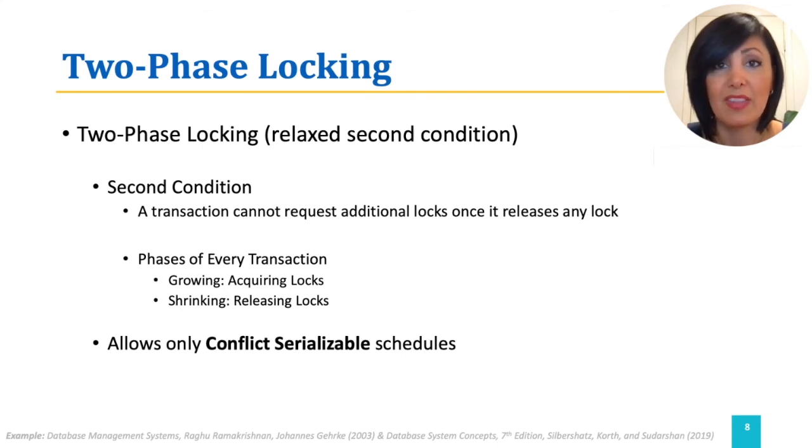The additional condition in strict two-phase locking, which ensures the release of the locks at the commit or abort, additionally ensures the recoverability of the schedules, which is not available in the simple two-phase locking.